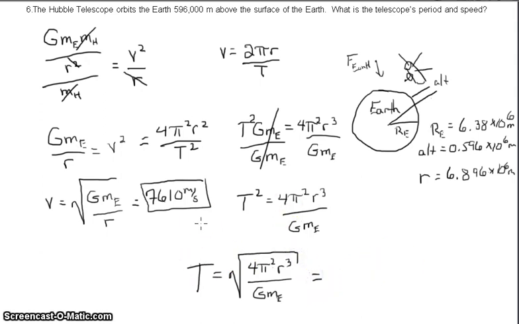Alright, so 4 pi squared should give you 39.6. We cube 6.876 times 10 to the 6 and divide by 6.67 times 10 to the negative 11th, big G, times the mass of the Earth, which is 5.97 times 10 to the 24th. Once you calculate this, you find out it takes 5,685 seconds, which is about an hour and a half. Alright, that would be your answer for the period.